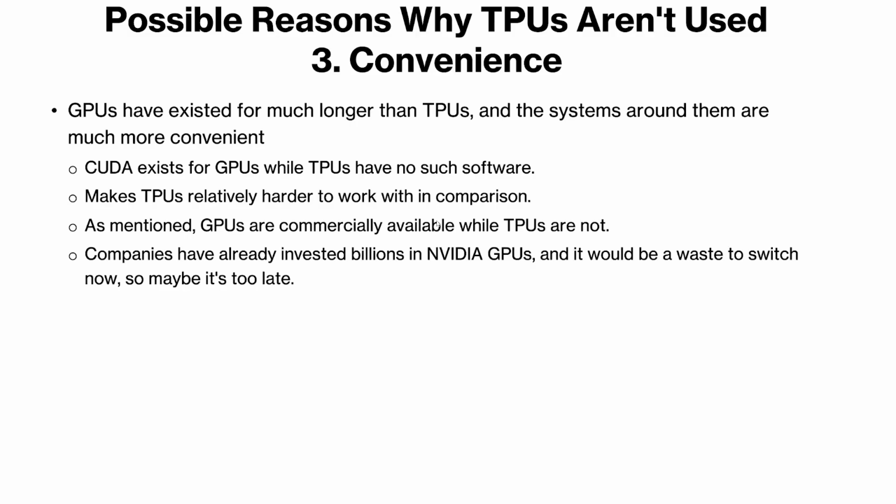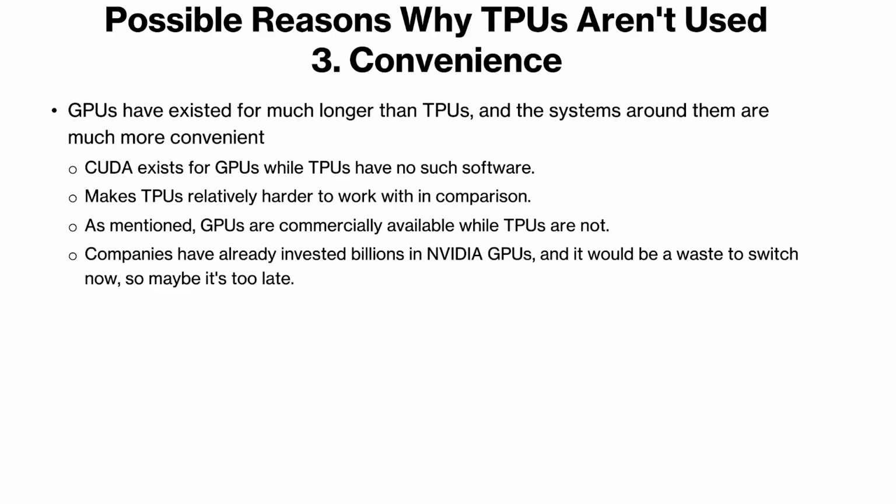And a third possible reason why TPUs aren't used is just because of convenience. GPUs have existed for much longer than TPUs, since the early 2000s, whereas TPUs were just coming around in 2016 and 2017. And the systems around GPUs are much more convenient. We've been learning about CUDA, which exists for GPUs. You can code GPUs exactly how you want them using NVIDIA CUDA. And this makes TPUs relatively hard to work with in comparison to GPUs.